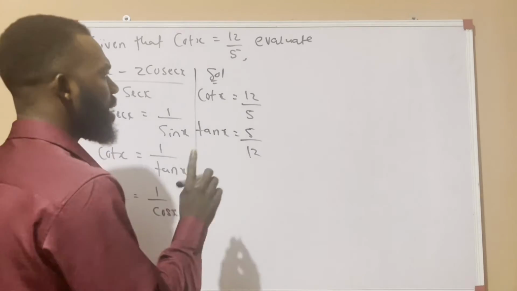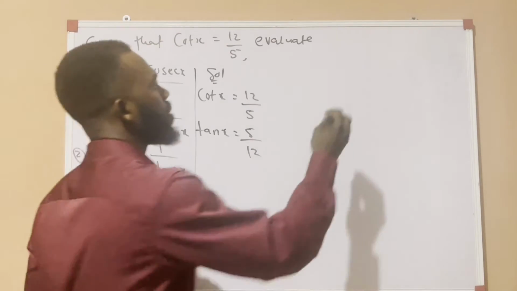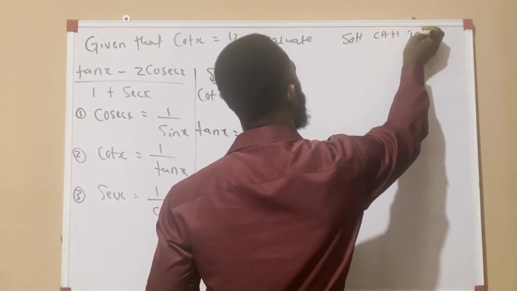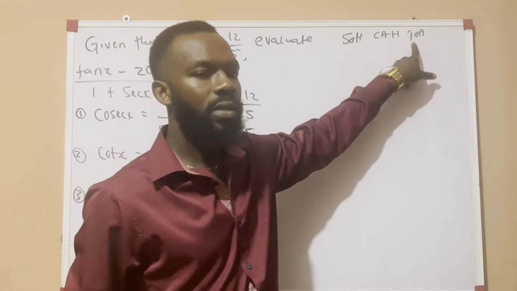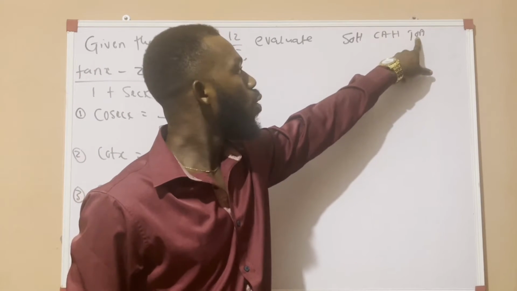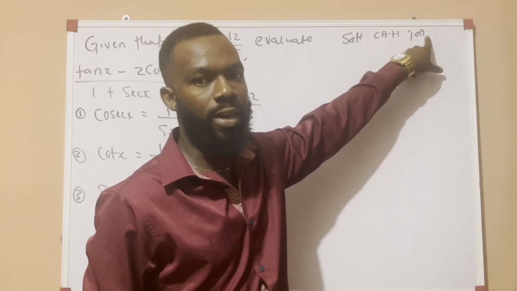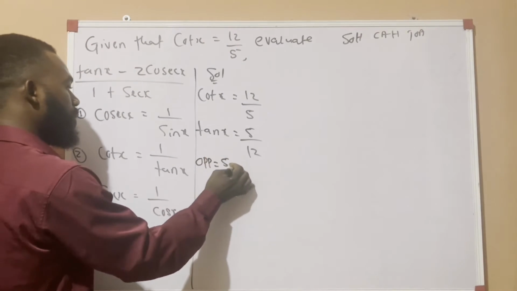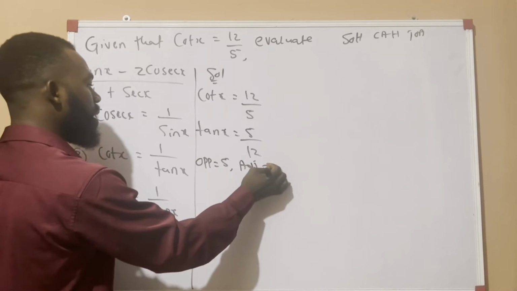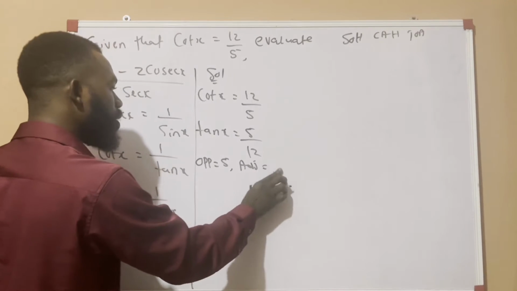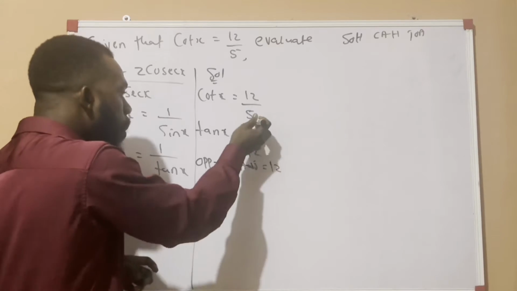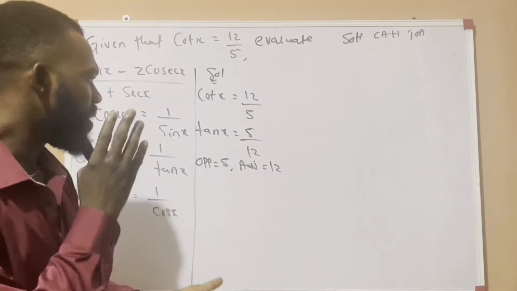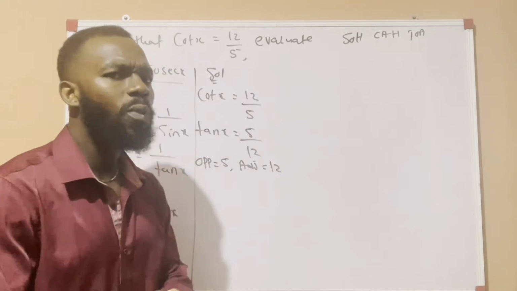Now, tan comes from SOH CAH TOA. The T here stands for tan, and it is opposite over adjacent. So our opposite here is 5 and our adjacent here is 12. But something is missing. What is missing?